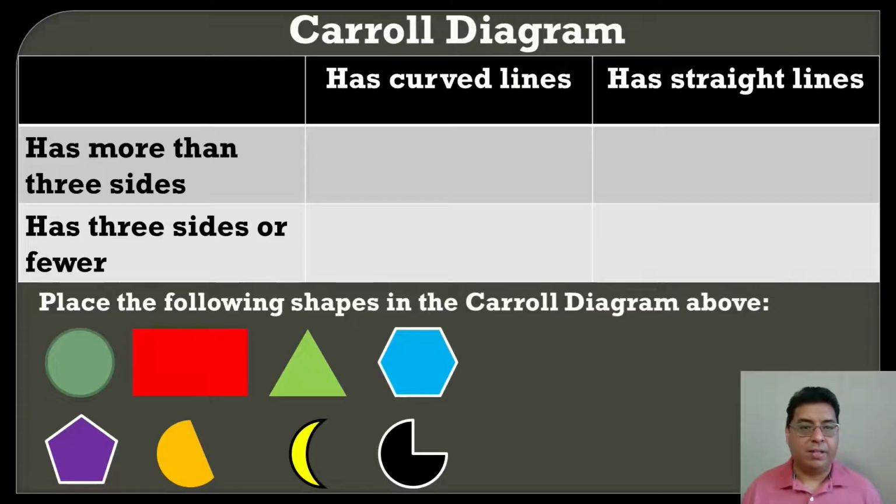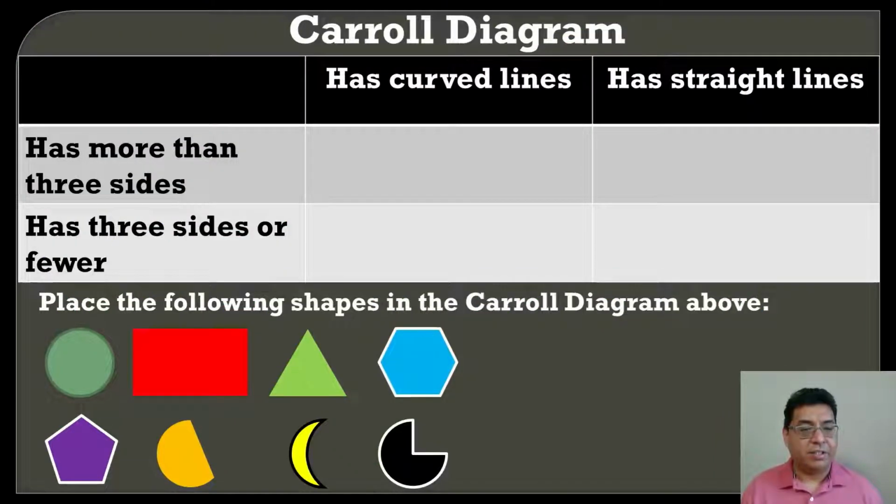So here's a Carroll diagram. At the top here it says it has curved lines. It has straight lines. Then over here it says it has more than 3 sides and it has 3 sides or fewer. So here are the directions here.